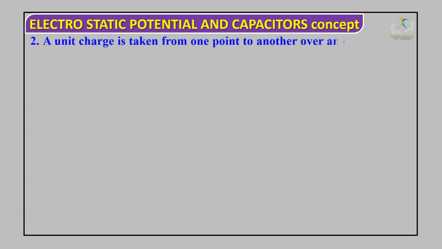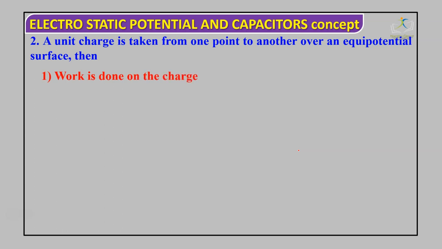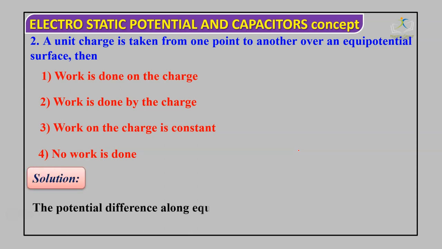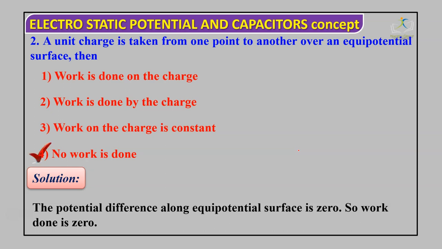A unit charge is taken from one point to another over an equipotential surface. Then, work is done on the charge, work is done by the charge, work on the charge is a constant, or no work is done. So, the solution which we have: the potential difference along the equipotential surface is 0. So, work done is 0. Hence, the correct option for this question is option 4. Next question which we have.